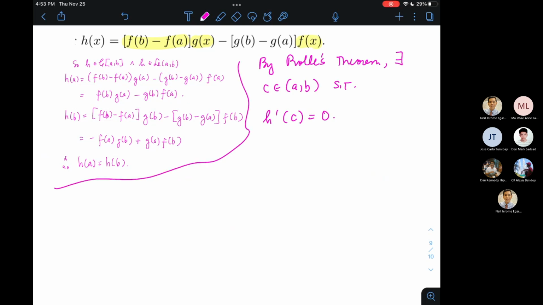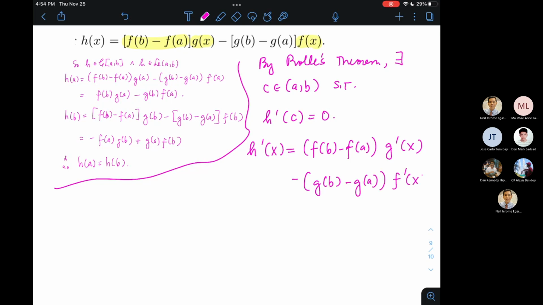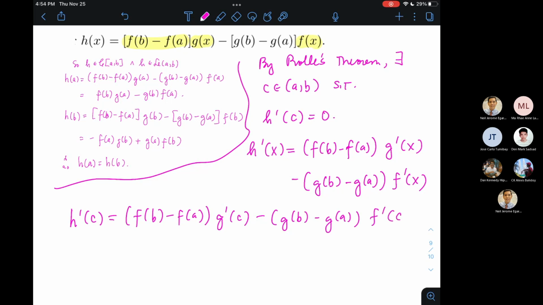Okay. So si H prime of X ay equal lamang kay constant multiplier. So ito pa rin siya. But this time times G prime of X minus G of B minus G of A times the derivative of F. So yan yung derivative niya. Then plug in C. So we'll have H prime of C equals F of B minus F of A times G prime of C minus G of B minus G of A F prime of C.